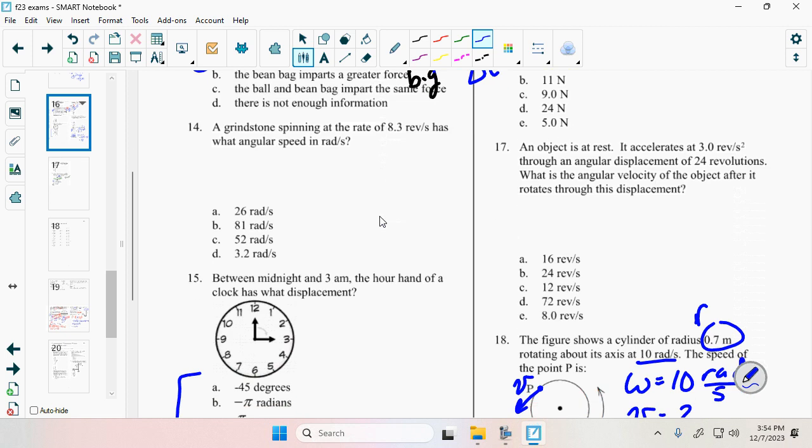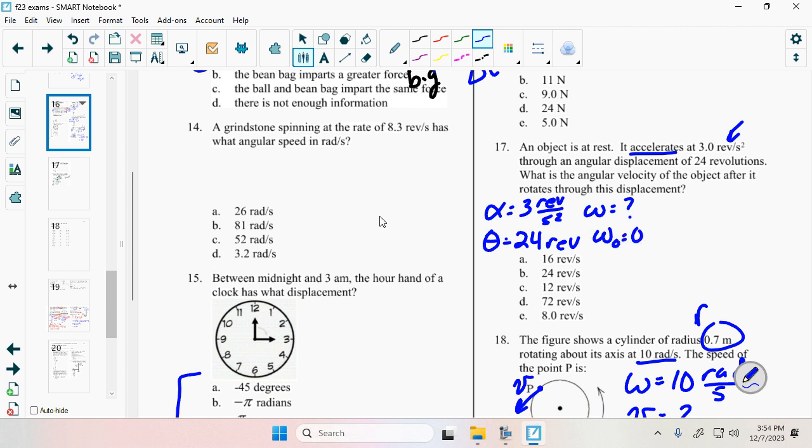Sure. So this is a kinematics problem. Just like before, I find it's useful just to write down all the values. The acceleration is 3 revolutions per second squared. I can tell that from this word and then also the units. It goes to an angular displacement, theta, of 24 revolutions. And I want to know the angular velocity. I want to know what omega is after that. I also know that omega naught is equal to 0.